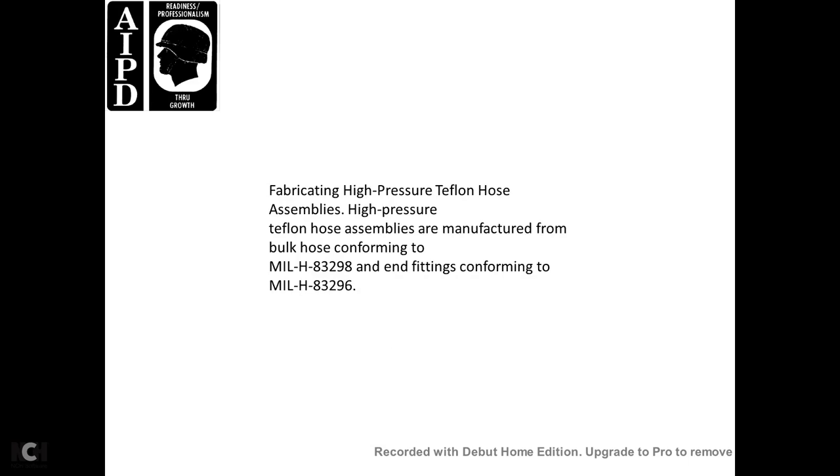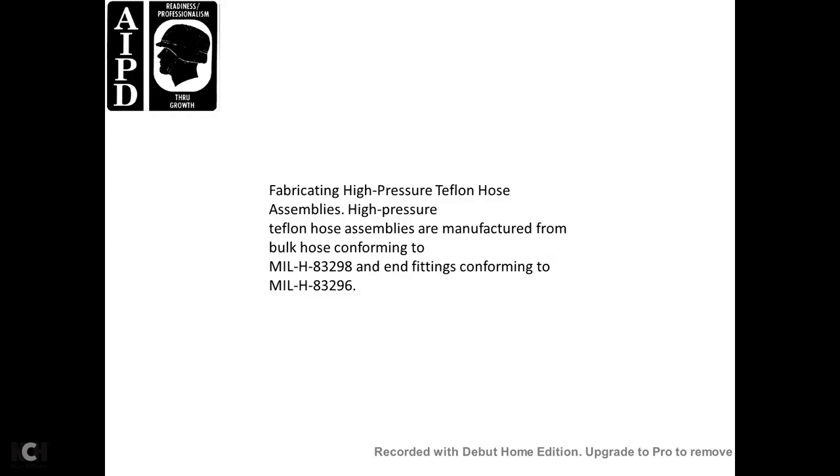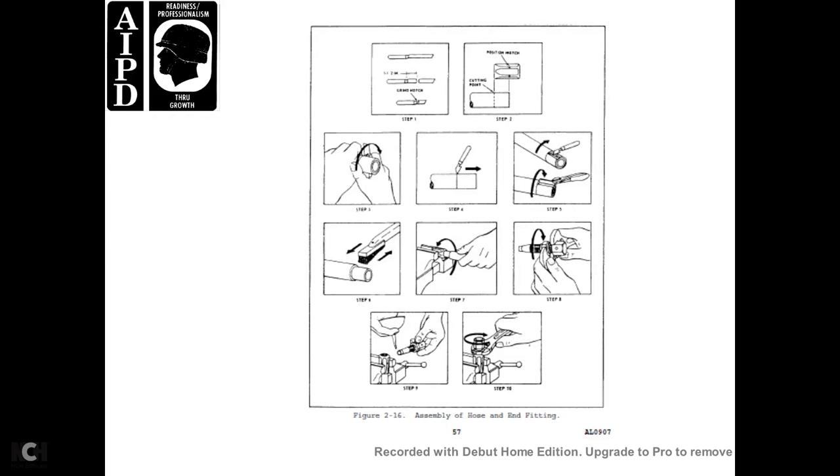High-pressure Teflon hose assemblies are manufactured with bulk hose conforming with MIL-H-83298 and end fittings conforming with MIL-H-83296. Alright, and then there's figure 216, the assembly of a hose and fittings.